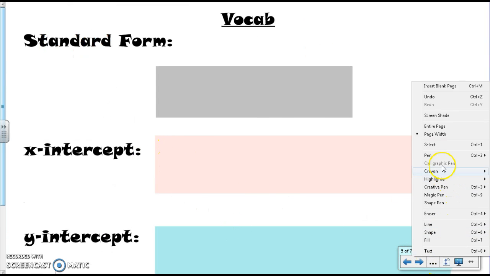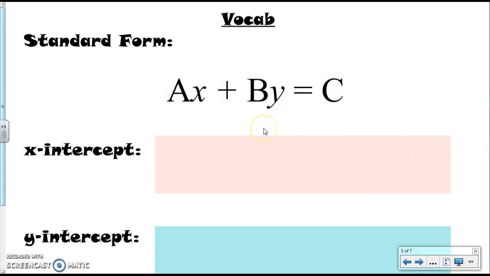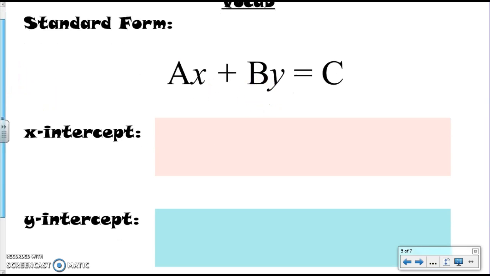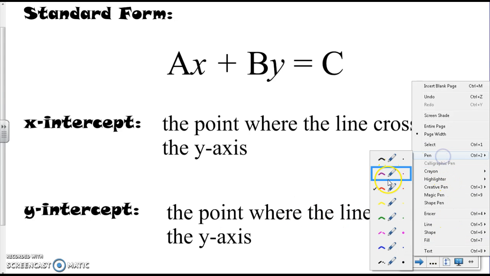Next, we're going to talk about standard form. Standard form looks a little different. In slope-intercept form, it's y equals. Standard form has x and y on the same side. So what we're going to do is find the x-intercept and the y-intercept using something that I call the cover-up method.